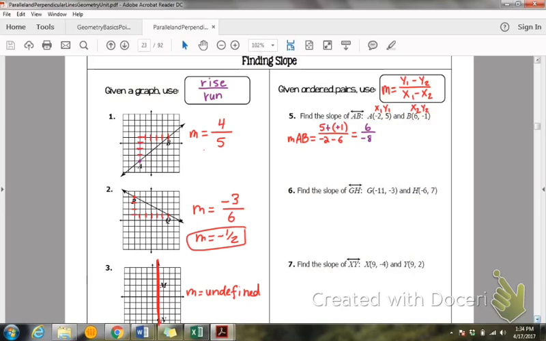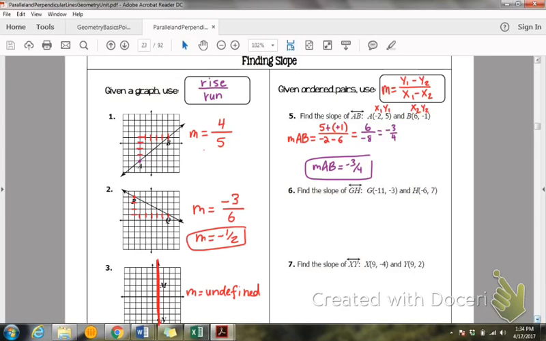Does it really matter whether the negative goes on the top or on the bottom? It does not. Because if you did the y2's first and then the x2's, you would get negative 6 over a positive 8. It means the same thing, okay? But should we reduce this fraction? Okay, so negative 3/4. So the slope of AB is negative 3/4.